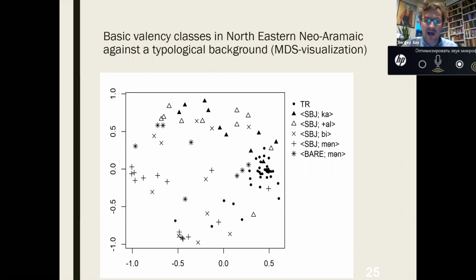These are ska and al, and on this visualization, this corresponds to triangles, black and white triangles. Here in the upper part of the visualization, we can see that, well, indeed, in terms of typology, the meanings of these verbs are very similar to each other, but it happens so that in the particular variety we were studying, these sets of verbs are just divided between two big valency classes.